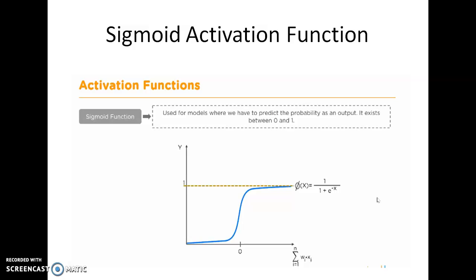You are familiar with the sigmoid activation function because we used it in the backpropagation learning algorithm to calculate the output. The equation for the sigmoid activation function is 1 divided by 1 plus e raised to minus x, where x is the activation value, calculated as the summation of weights times input.